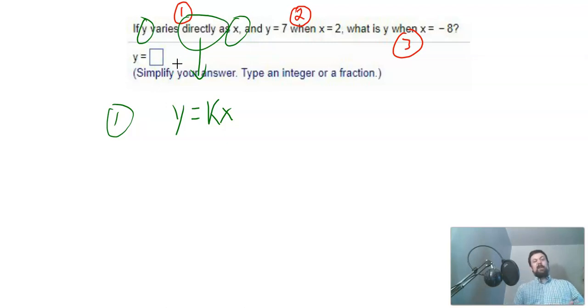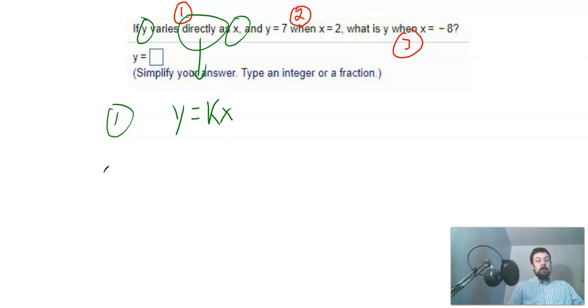But sometimes they'll have something like, w varies directly as b, and in that case, you would switch out the y for w in your formula and the x for b. So whatever letters are actually given in the problem, switch out x and y for those letters, right? And that's it. That's level 1. I have a formula that models this relationship based on the description that they gave me.